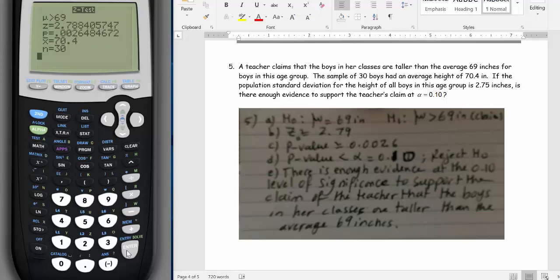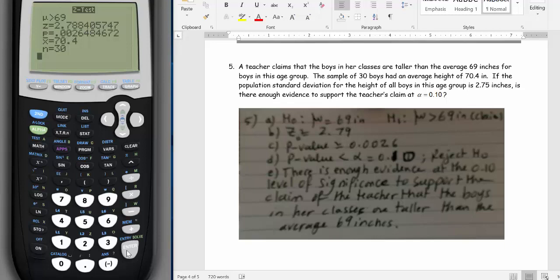Okay, z is, or you can use z sub 0, 2.788, we round it to 2 digits, 2.79. The p-value, as you can see, is very small, 0.0026. The p-value is less than alpha, which is 10%. So if the p-value is less than alpha, what do we do? Reject H0. And if the p-value is more than alpha, we fail to reject H0. Remember that. So what do you say? If you reject H0 and your claim is in H1, then you support the claim. And he asks if you can support it, then you say yes.